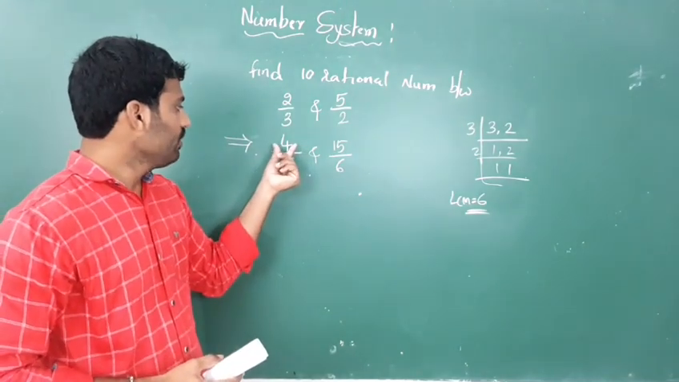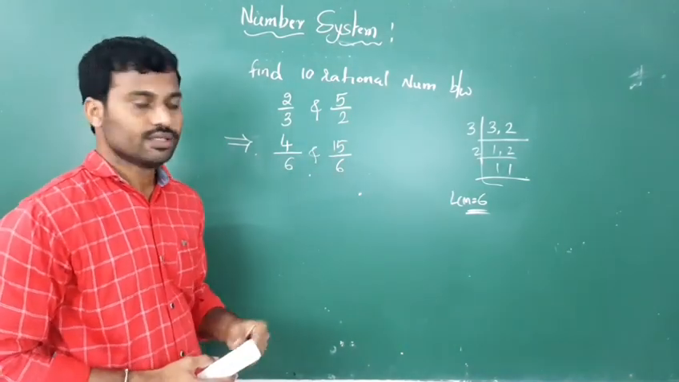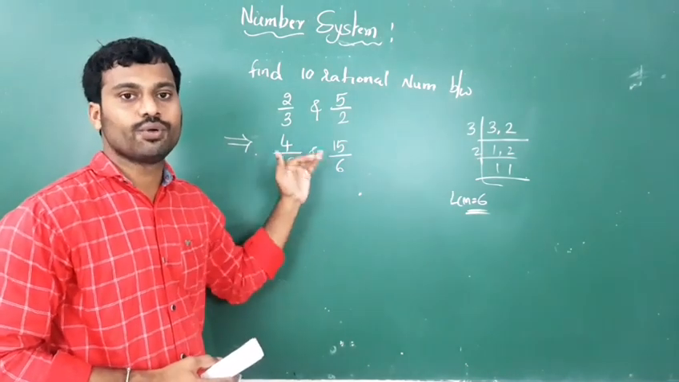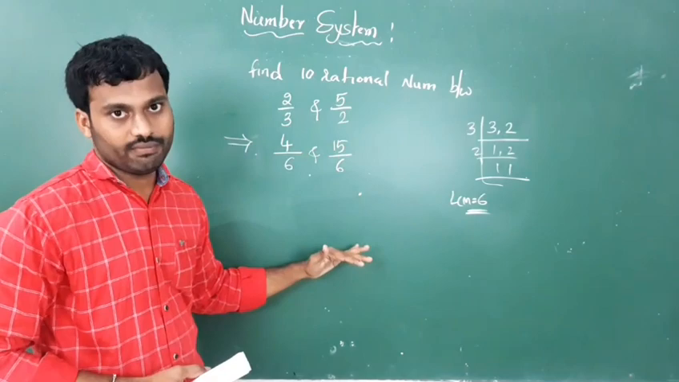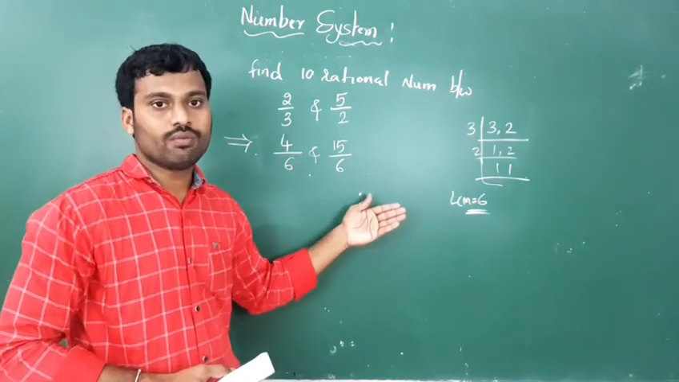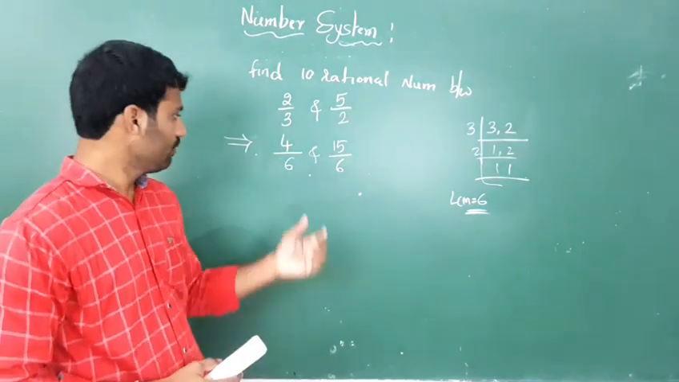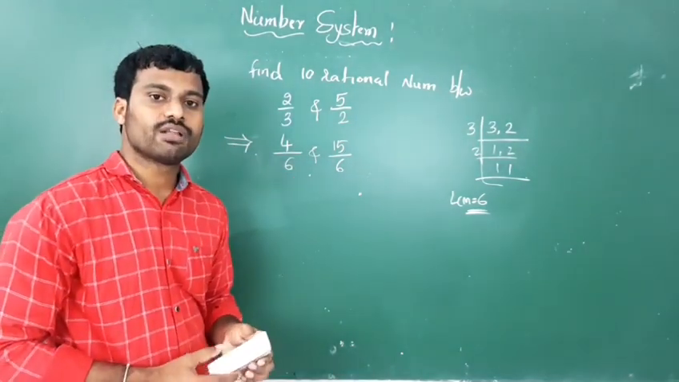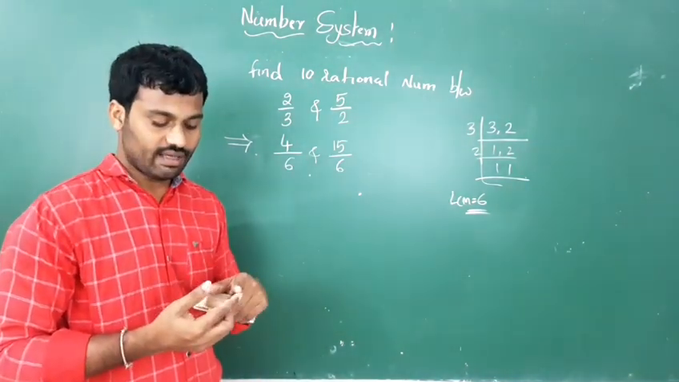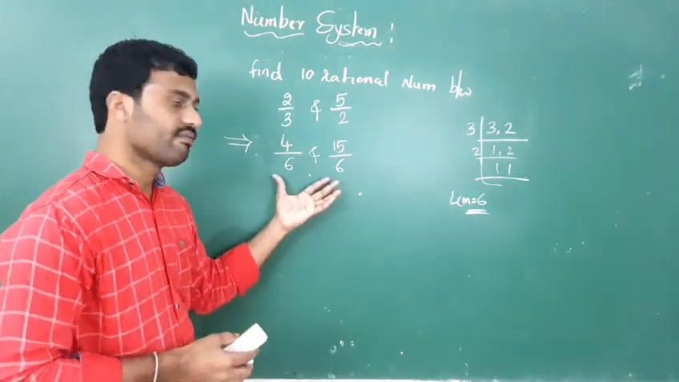Now you just observe the denominators are the same, and only the numerators are different. So in between 4 and 15, how many numbers are there? Just count. If 10 are there, then we got the answer. If fewer than 10 are there, then we have to go with one more step, and then you will get the 10 rational numbers. In between 4 and 15: 5, 6, 7, 8, 9, 10, 11, 12, 13, 14. So 10 rational numbers are there. Easily you can find it.